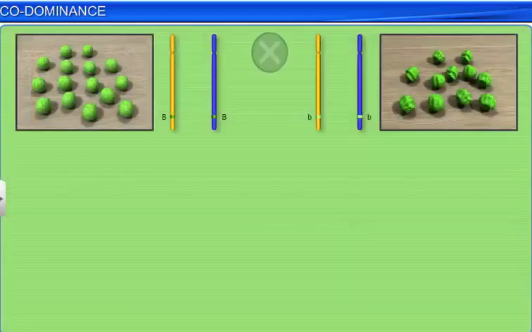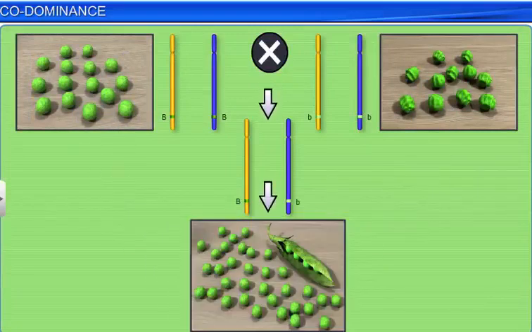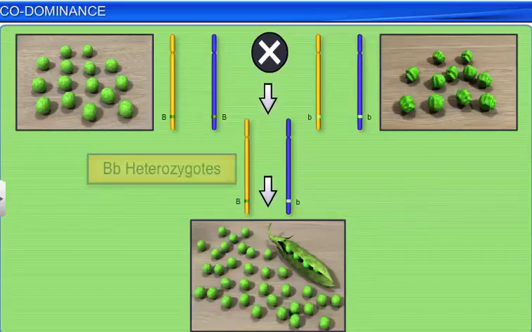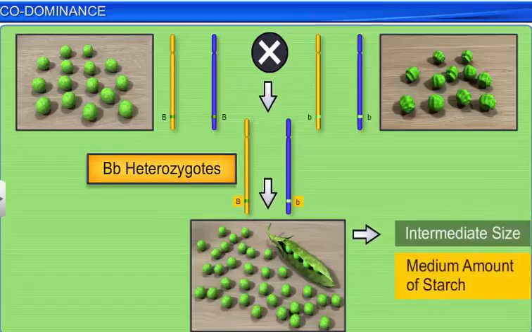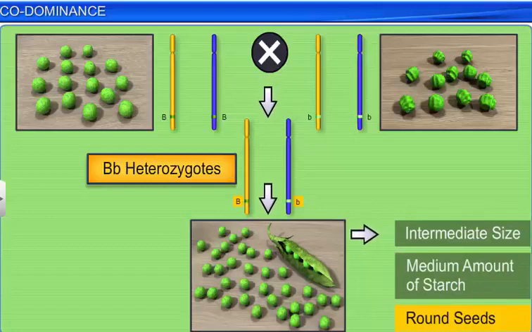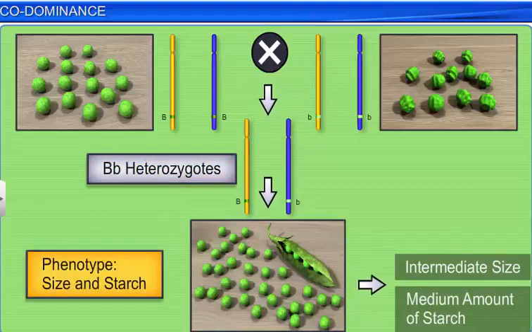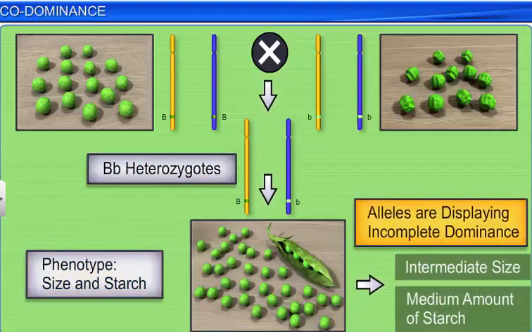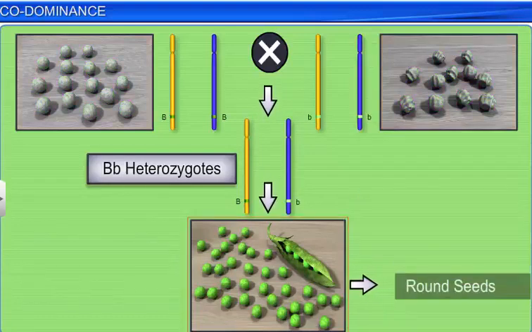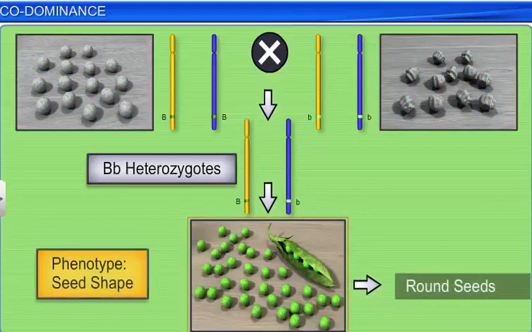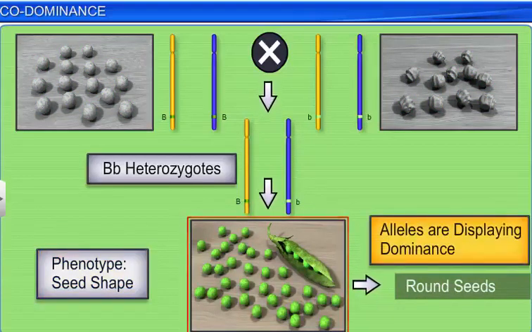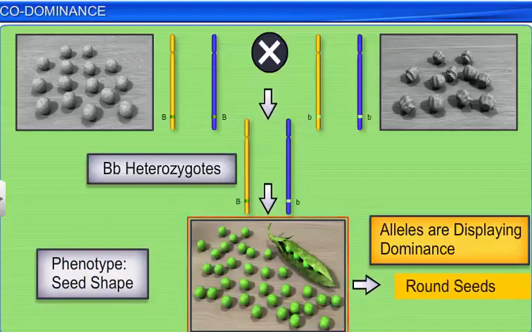Moreover, in the experiment conducted, the seeds or the starch grains produced by heterozygotes Bb were of intermediate size, but were round. Now, in this experiment, if we consider the starch size as the phenotype, then the alleles are displaying incomplete dominance. On the other hand, if we consider the shape of the seed as the phenotype, then the alleles are displaying dominance, as the seeds were round like one of the parents.